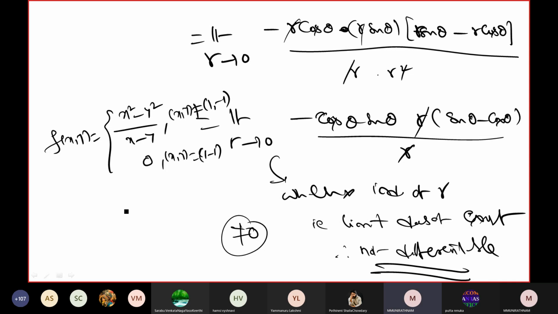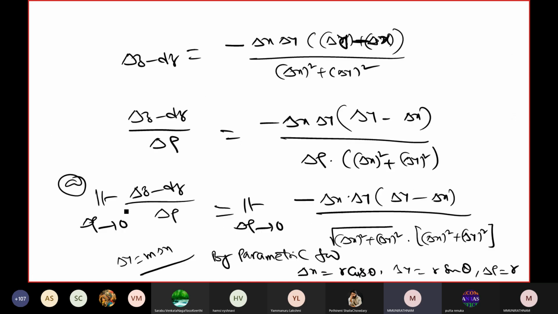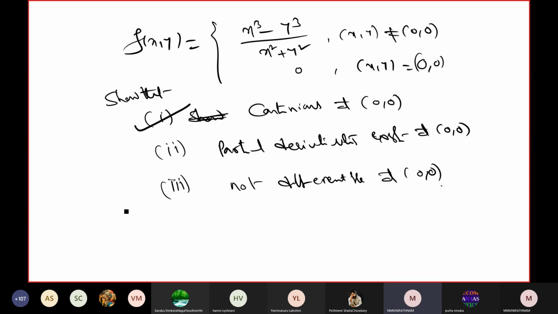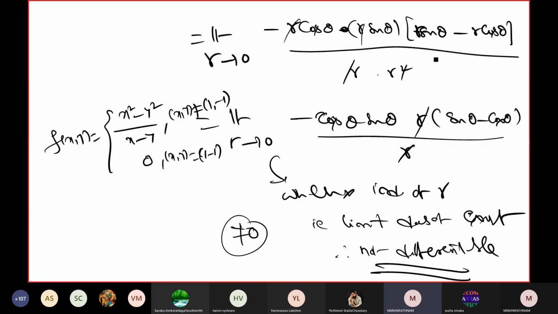f of x, y equal to x square minus y square by x minus y, for x, y not equal to 1, minus 1, and 0 if x, y equal to 1, minus 1. You have to check at 1, minus 1. At 1, minus 1, check the same all three conditions: whether it is continuous or not, whether partial derivatives exist or not, whether it is differentiable or not. Any doubts, please?